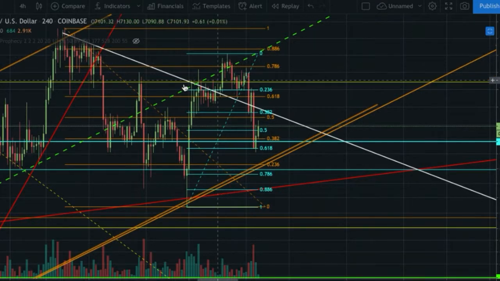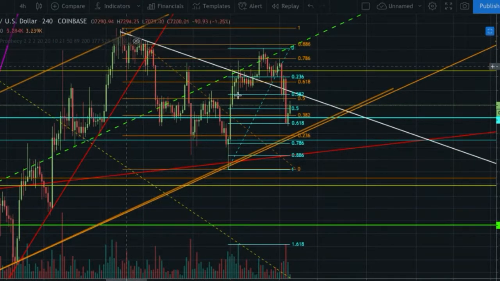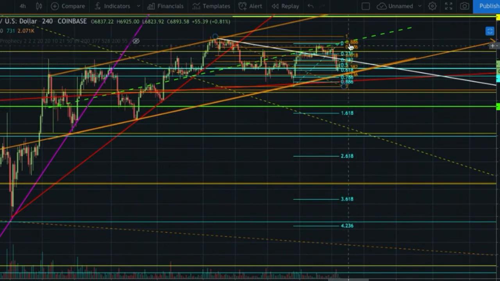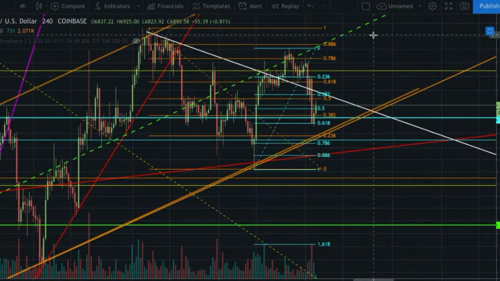I think we're going to take this out. I think we're going to come up and at least tag the 886 at 73.37. And then if we can take out this high here finally, I think we're going straight to like 7,900. And then after that, violent dump. And the dump could come first. I mean, I'm not saying it can't.